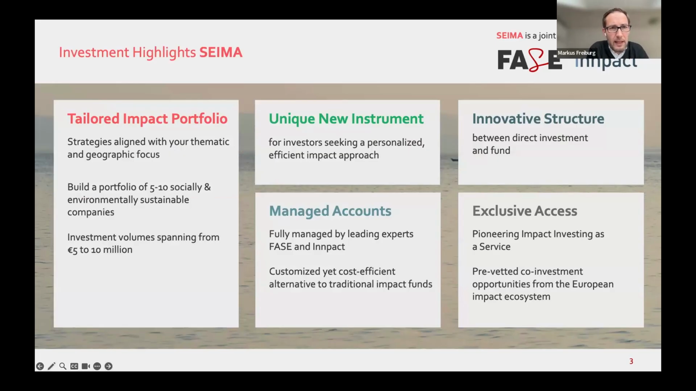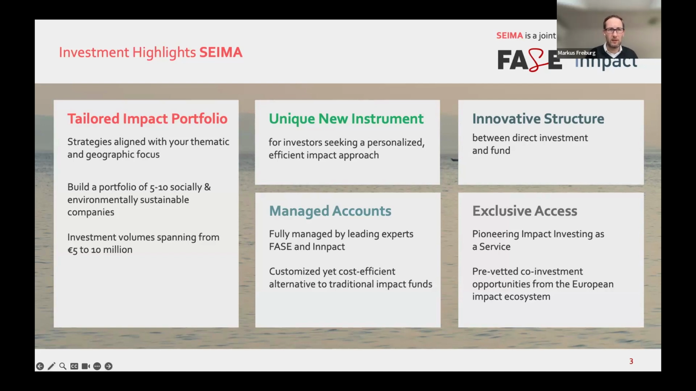So how does it look? It allows investors to build a tailored impact portfolio with a certain focus. This could be a thematic or a geographic focus, and have a portfolio of around 5 to 10 social and environmental, sustainable companies, social enterprises, steward-owned companies, cooperatives, or hybrid companies. So depending on the individual preferences of an investor, it would allow investors to build a professionally managed portfolio in an order of magnitude of 5 to 10 million, which is massively lower than what is usually required to build up a fund portfolio, because usually you would require at least 50 million to set up a proper fund portfolio.